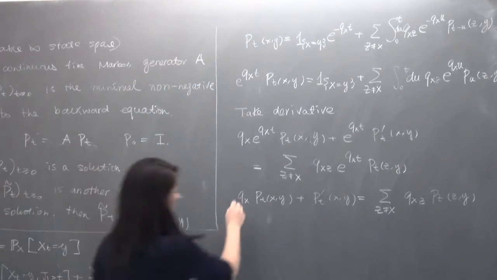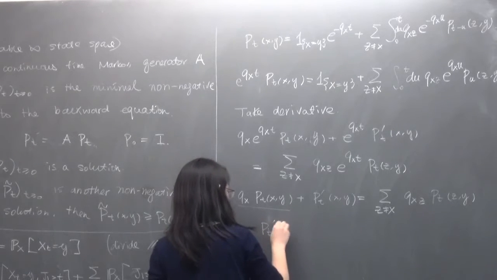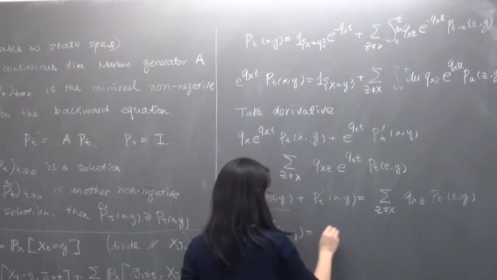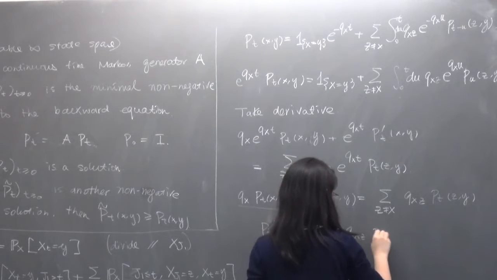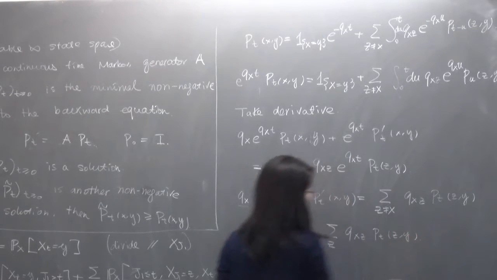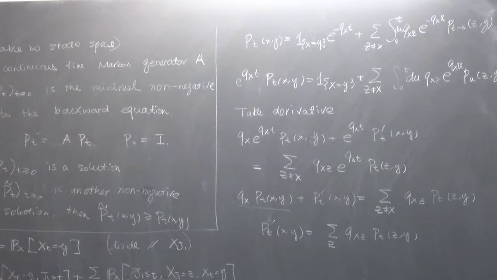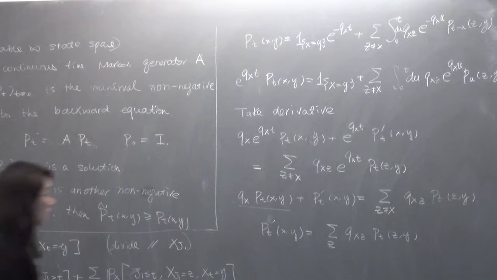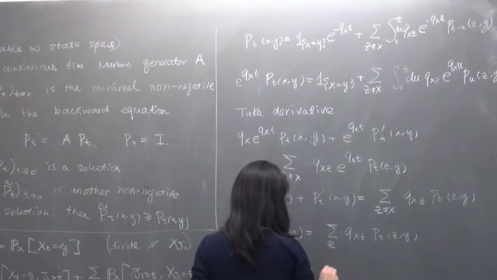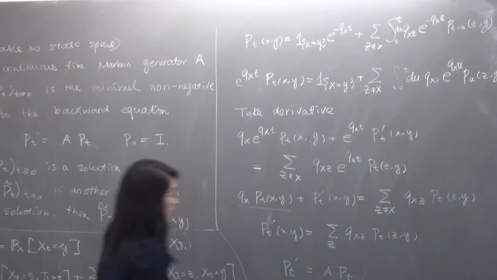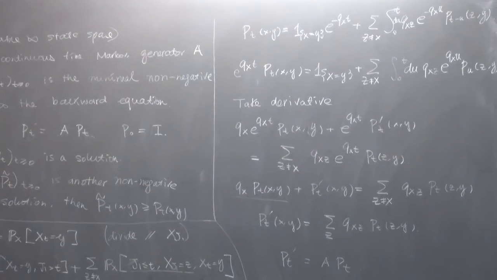And now we remove this term to the right-hand side. What we have is pt prime xy equals the sum over z of qxz ptzy. And here we use the fact that qxx equals minus qx. So here this tells us pt prime equals A times pt. So this proves the first step. So pt is the solution to the backward equation.